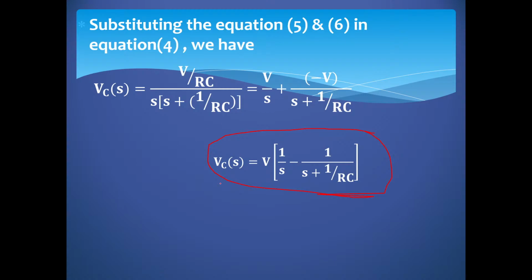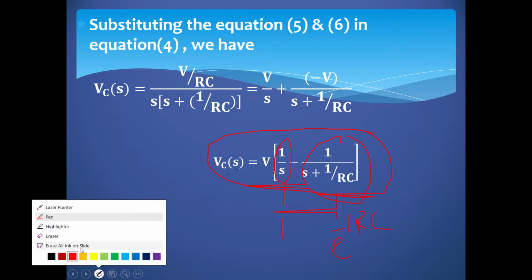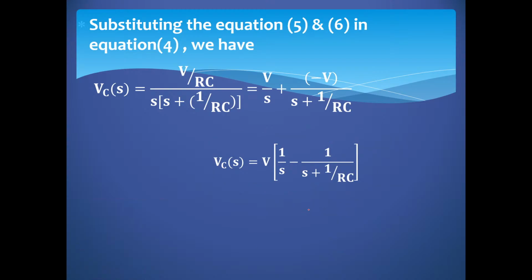So here, Vc of s is equal to V into 1 by s minus 1 by s plus 1 by RC. Inverse Laplace of 1 by s, what do you get? It is 1. What is the inverse Laplace of 1 by s plus 1 by RC? It is e power minus t divided by RC.